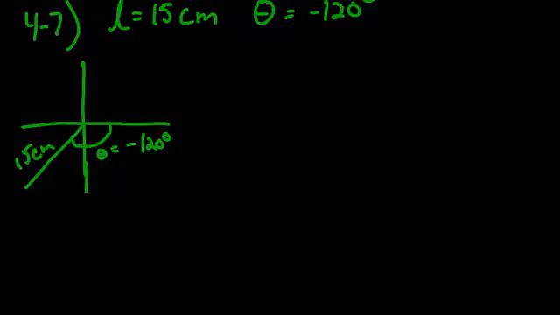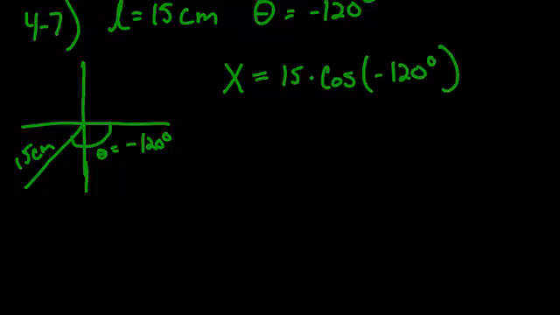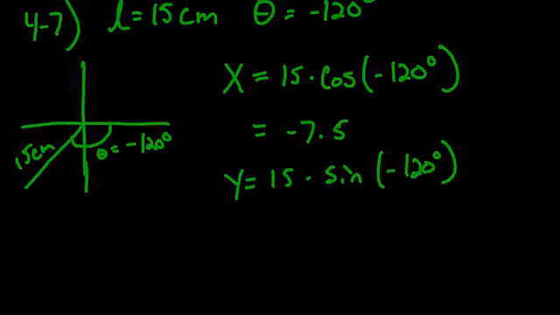So the same way we found the x component and the y component for the previous problem, we do the same exact thing. X is found by cosine, right? Y is found by sine. So x is equal to 15 times the cosine of minus 120 degrees. This is equal to minus 7.5. Y is equal to 15 times the sine of negative 120 degrees, which equals minus 13.0 centimeters.